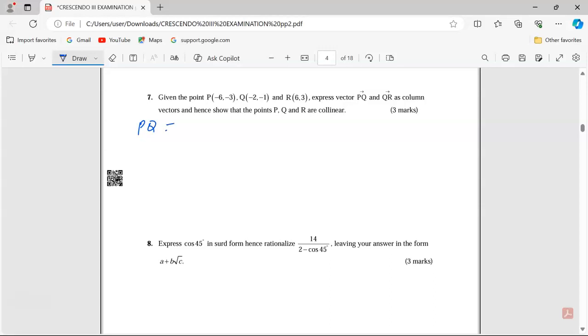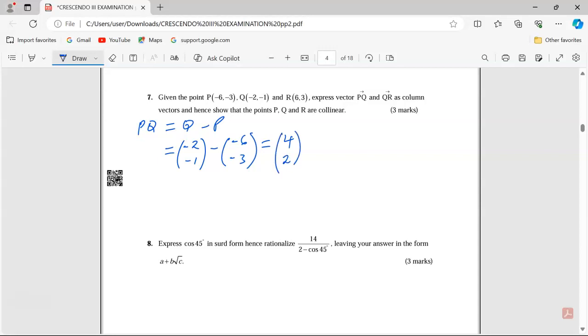Let me start with PQ, which will be Q minus P. The coordinates of Q give the position vector of Q, and the coordinates of P give the position vector of P. I express them as column vectors, (-2, -1), then subtract (-6, -3). This will be equal to, when we take -2 minus -6, it becomes -2 plus 6, and that will be 4. Then -1 minus -3 is -1 plus 3, which is 2.